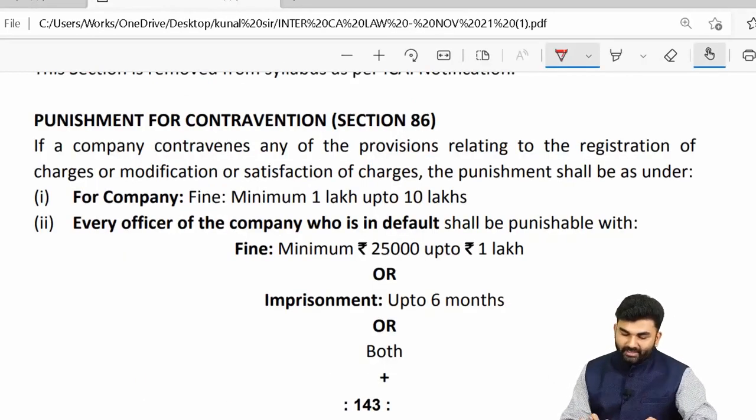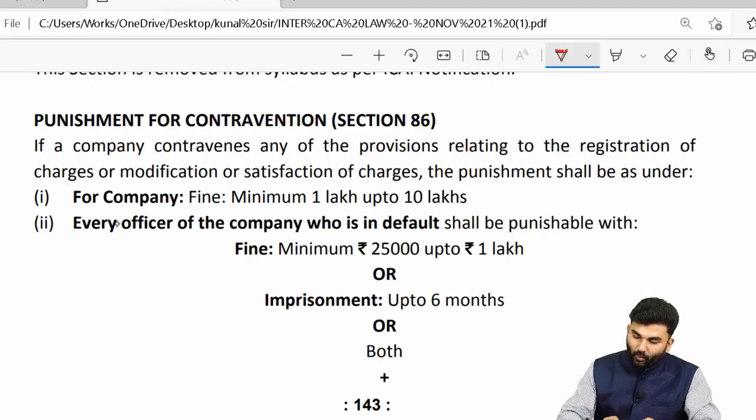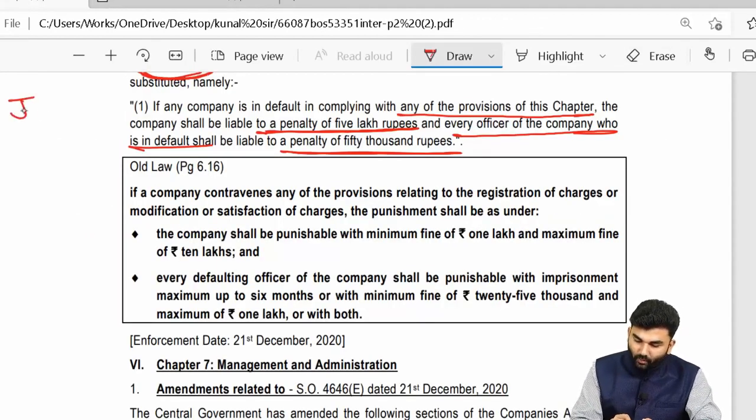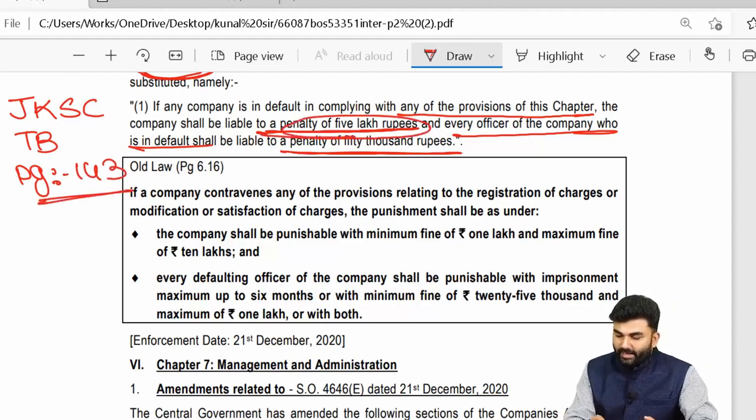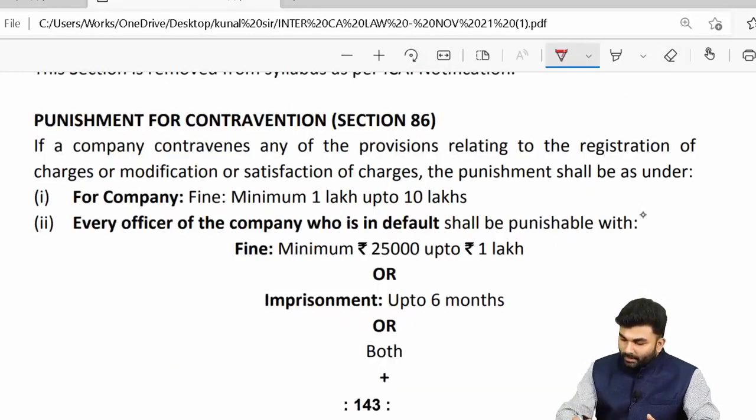Now you need to make the changes in your JKS's page number 143. You need to make the necessary changes in your JKS's textbook page number 143. For a company, the penalty is 5 lakh rupees, and for every officer in default, the penalty is 50,000 rupees. So over here, in case of a company, instead of minimum 1 lakh up to 10 lakhs, you have to remove these words and write it down as 5 lakh rupees.